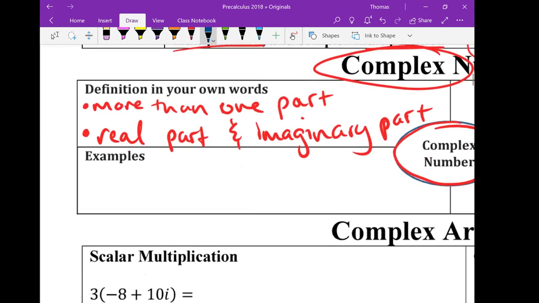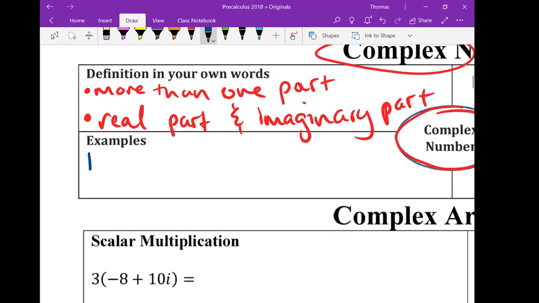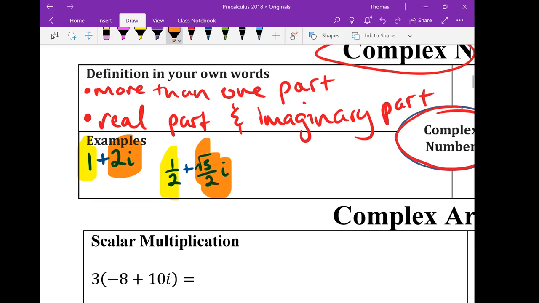Cool. So here I'm going to give us some examples of complex numbers. So one example of a complex number would be 1 plus 2i. That's a simple complex number. It has a real part of 1, an imaginary part of 2i, and so together it's complex. That's more than one part. Another example of a complex number would be something like 1/2 plus square root of 3 over 2 times i. So this one looks a little bit different, but it still has the same basic form. It has 1/2, a real part, and it has square root of 3 over 2i, an imaginary part. Together as a complex number.